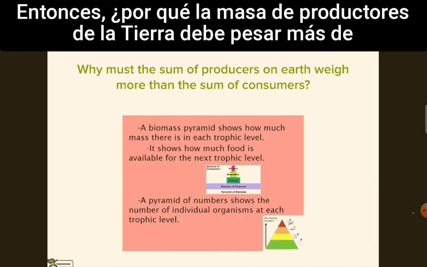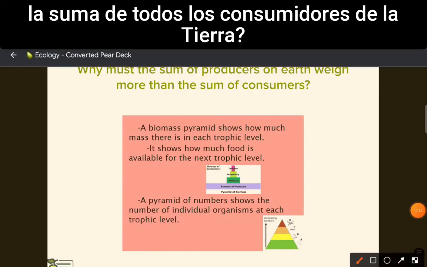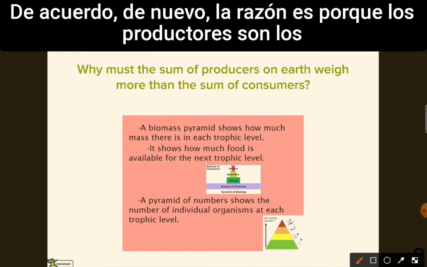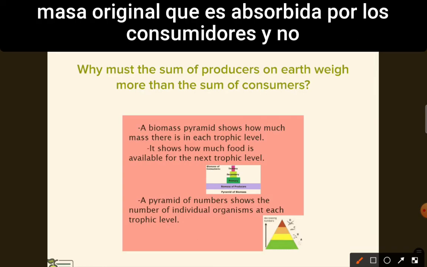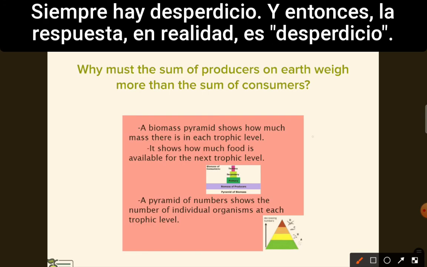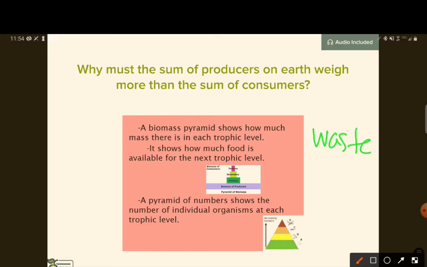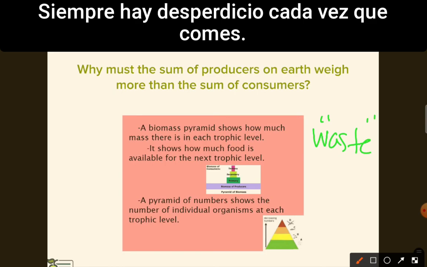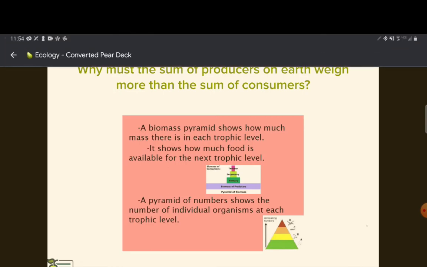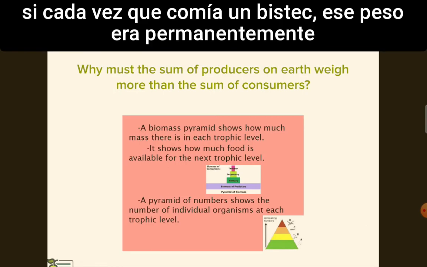All right, so why must the mass of producers on Earth weigh more than the sum of all consumers on Earth? Think about that for a moment. Okay, again, the reason why is because producers are the original mass that is absorbed by consumers, and you don't absorb all of it perfectly. There's always waste. And so the answer really is waste. There's always waste every time you eat. You don't absorb all of the mass of the thing you ate. That would be crazy if you did, right? Imagine if every time you had a steak, that much weight was permanently added to you.